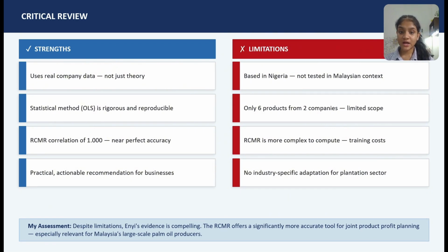Thirdly, while RCMR is statistically superior, its computation is more complex than WCM. Implementation in real-world companies would require training, and the system changes very fast, which carries its own costs. Despite these limitations, I believe that Enge's contribution is significant and timely. The evidence clearly shows that relying on WCM alone is risky for a company managing joint products.